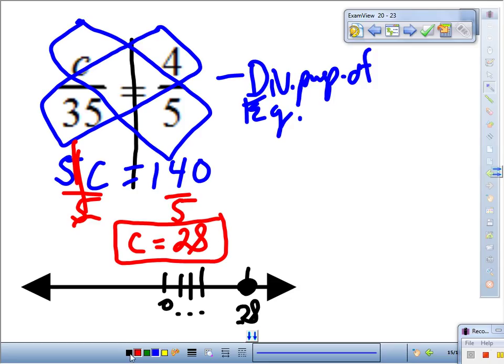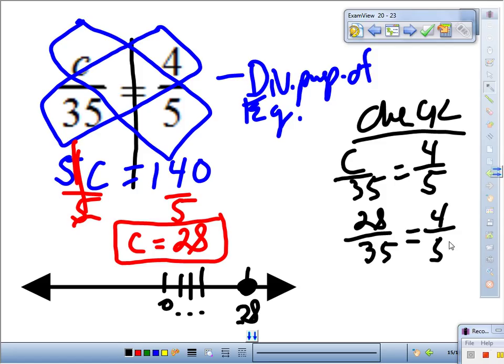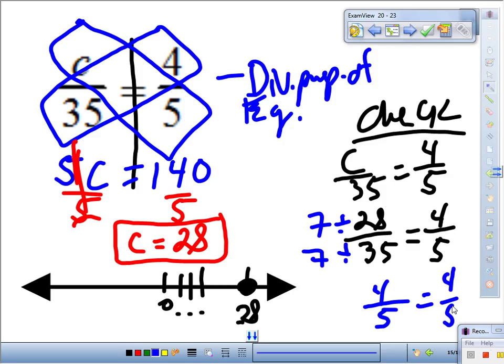We need to check, right? So let's check. C over 35 equals 4 over 5. But instead of C, we write 28 over 35 equals 4 over 5. So let's see. Can we simplify this fraction on this side? Yeah, by dividing by what? By 7. Divide by 7. 28 divided by 7 is 4. 35 divided by 7 is 5. Is 4/5 equal to 4/5? Yes.